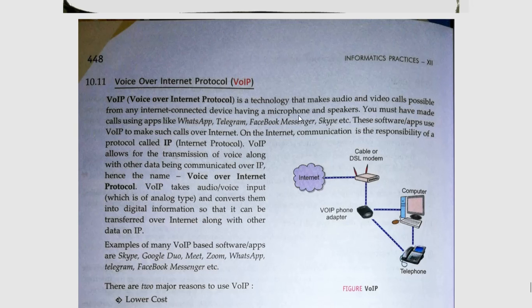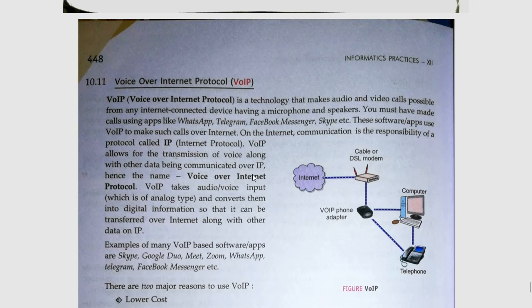So if you have a microphone and a speaker in a particular device, you can use VoIP, that is, Voice over Internet Protocol. You must have made calls using apps like WhatsApp, Telegram, Facebook Messenger, Skype, etc. These apps use VoIP to make such calls over the internet. Communication on the internet is the responsibility of a protocol called IP, the Internet Protocol, and VoIP allows for the transmission of voice along with other data being communicated over IP.